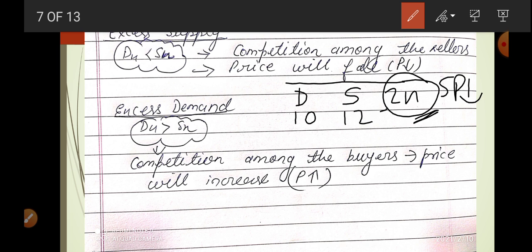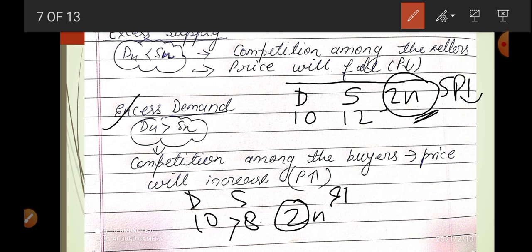Okay, now suppose there is a condition of excess demand, that is, demand is 10 but supply is 8, so there is excess demand equal to 2x. Now there will be competition among the buyers. Buyers are ready to pay more price. In this way price is going to be high.